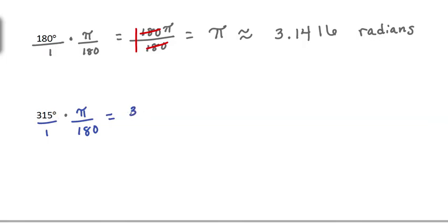So this is 315 pi divided by 180. Now you could ask yourself, 315 over 180 in lowest terms. I'm not going to be able to simplify that in my head quickly, so I'm going to use my calculator. But I do want to realize that 315 is more than 180. So I know my answer is going to be more than 1 pi.